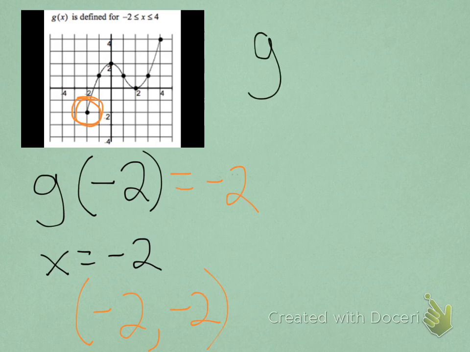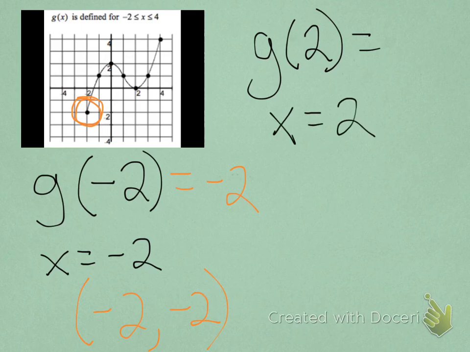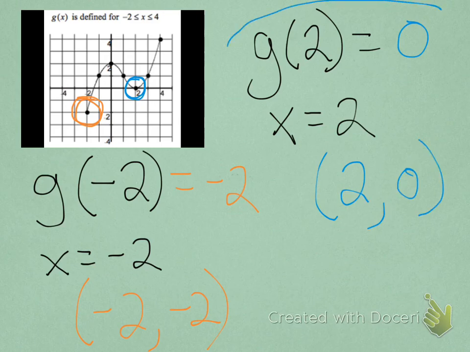What if we looked at a positive 2? So again, saying that x equals positive 2. So now let's go look at the graph. Find on the graph where x is positive 2. And where is the graph now located? At 0. Therefore, defining that point at 2, 0. So the value of the function g when x is 2 is 0.